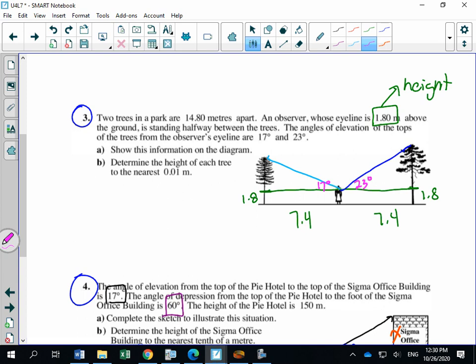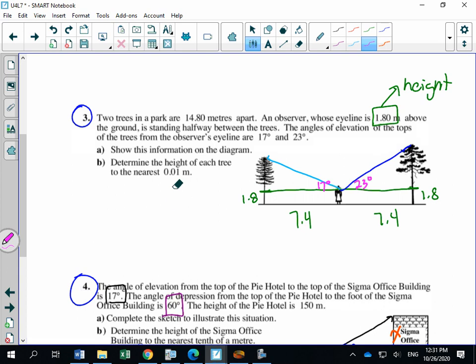Determine the height of each tree. So you've got two different triangles. What are you going to do when you calculate the opposite side for each one of these? What are we going to add to it? 1.8. Okay? Okay, so you're going to do those 4 questions.